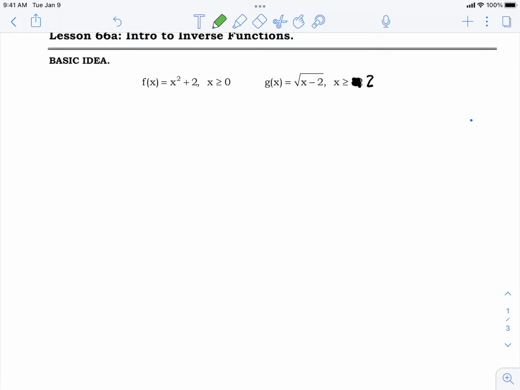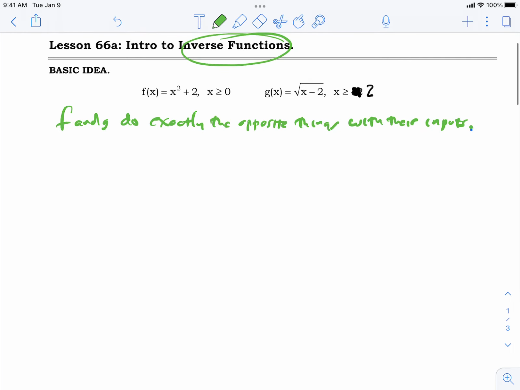So I'm going to write that out here. F and g do exactly the opposite things with their inputs. And this is what we mean by being inverse functions. They're inverses because one, like I say, takes back what the other one did. They undo each other in some sense.